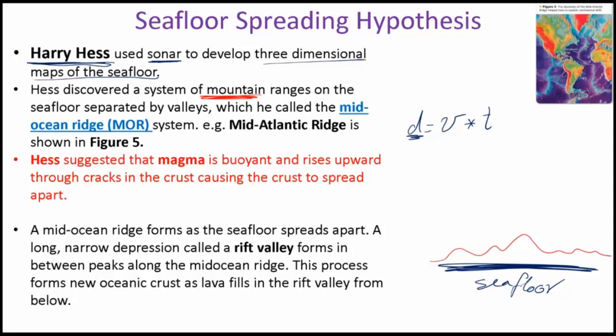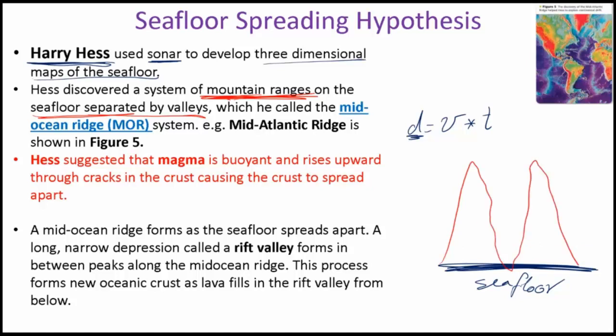And not a mountain or two mountains, it's a range of mountains that extends for thousands of kilometers under the water. So he discovered a system of mountain ranges on the sea floor, and they are separated by valleys. So they are like a peak and another peak, and between the two peaks there is a valley. Okay, and this extends for a very, very large distance.